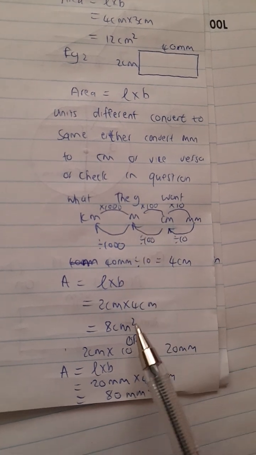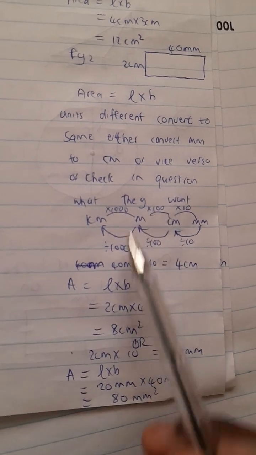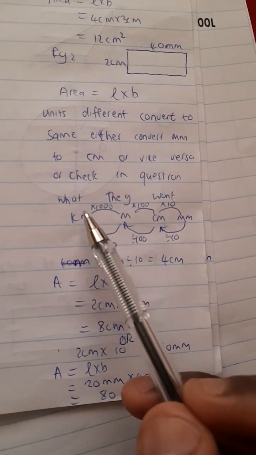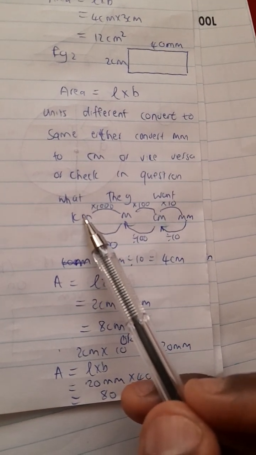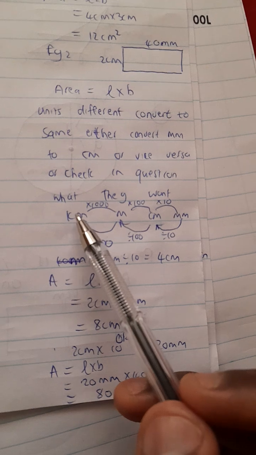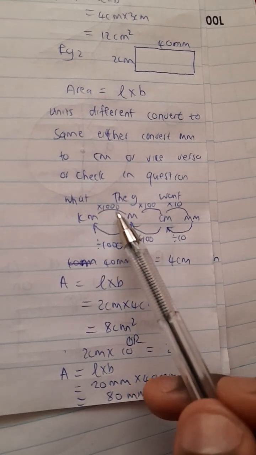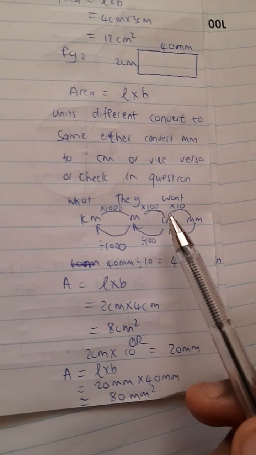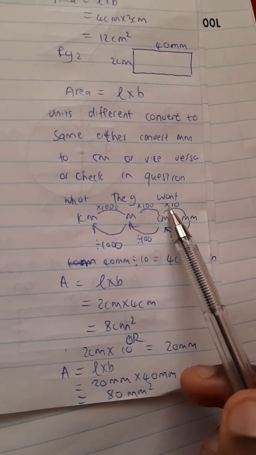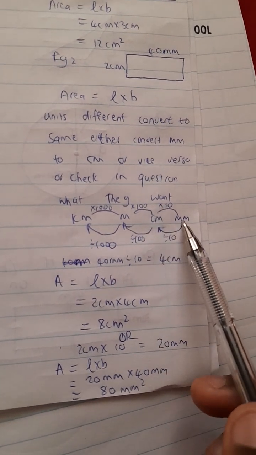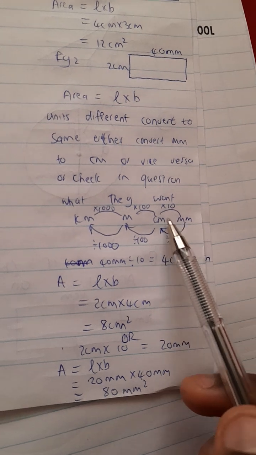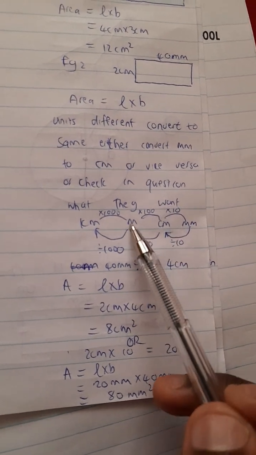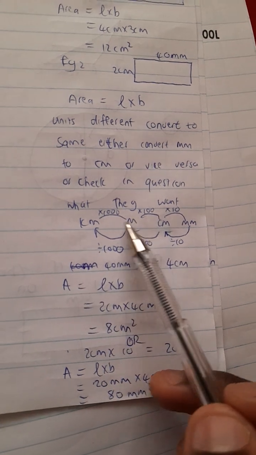So if we want to write our answer in centimeters squared, it means we need to change 40 millimeters to centimeters. Now, you remember our conversion diagram. If we want to convert kilometers to meters, we times by 1,000. If we convert meters to centimeters, we times by 100. Convert centimeters to millimeters, we times by 10. And then vice versa. We divide by 10 if we want to convert millimeters to centimeters. We divide by 100 if we want to convert centimeters to meters. We divide by 1,000 if we want to convert meters to kilometers.